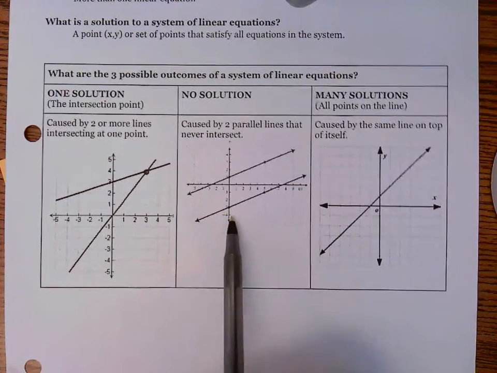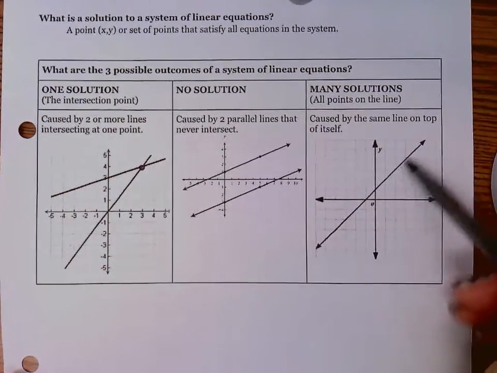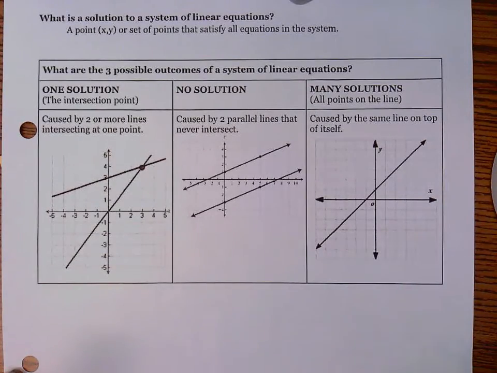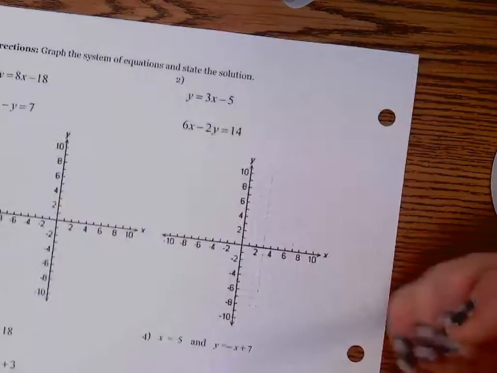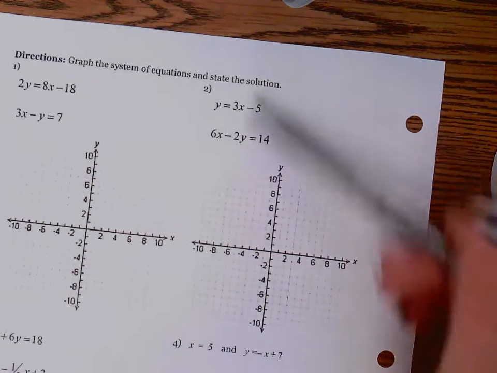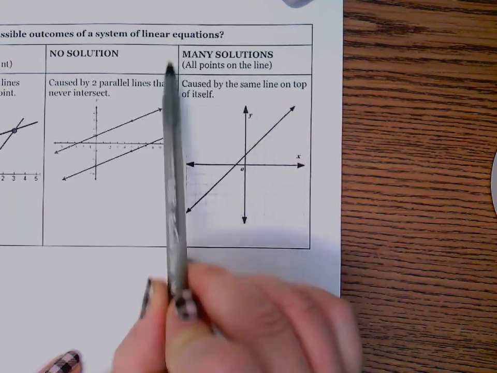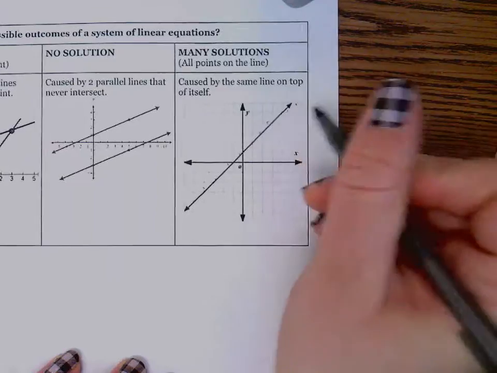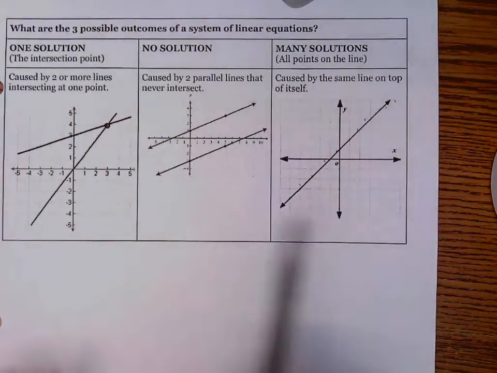They're parallel. And this one, you can actually have the same line graphed on top of itself. Sometimes when you solve one equation, you find it is the same equation as the other. You've got two different equations, but when you solve them into slope-intercept form, it might be the exact same equation written twice. So in that case, the solution is called many solutions because every point on the line will work in both equations. So sometimes you'll have one solution, sometimes no solution, and sometimes many solutions.